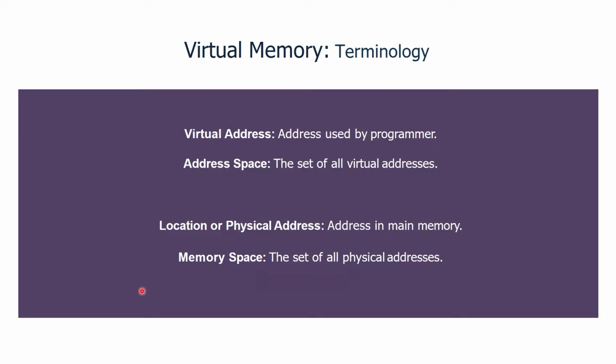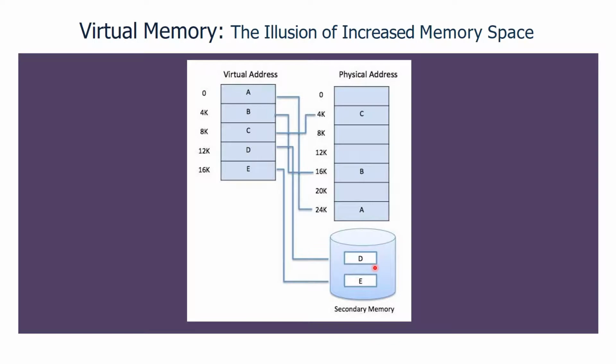So there are these four addresses that you need to know before moving ahead. What is virtual address? Virtual address is the address used by the programmer. Address space is the set of all the virtual addresses. What is location or physical address? It means the address in the main memory, and the memory space means the set of all the physical addresses. Once you are clear about these terms, then move ahead. So let's see how it works.